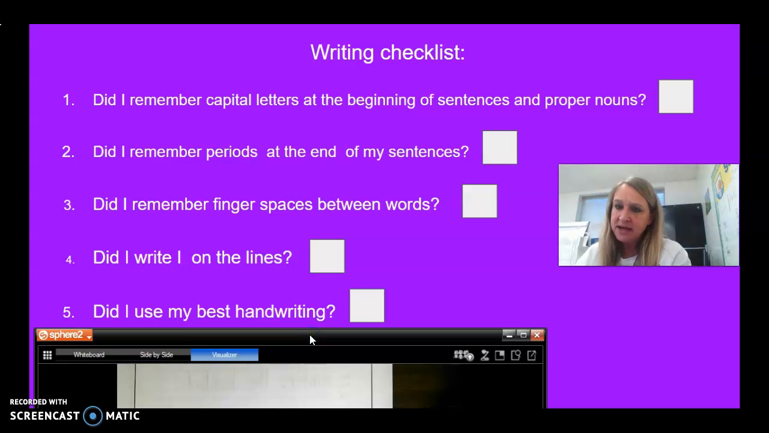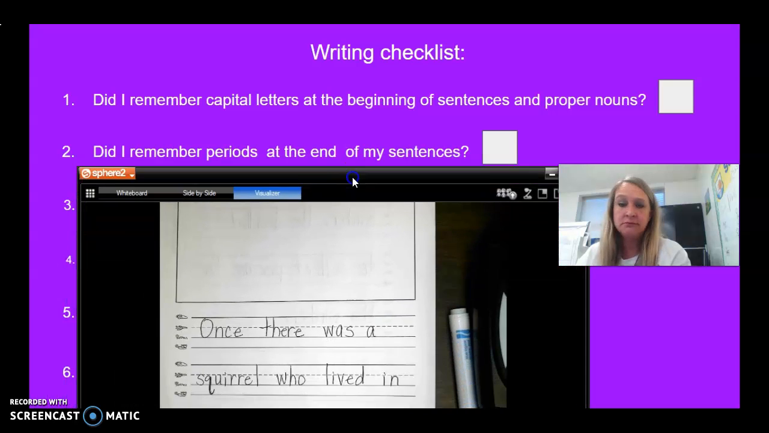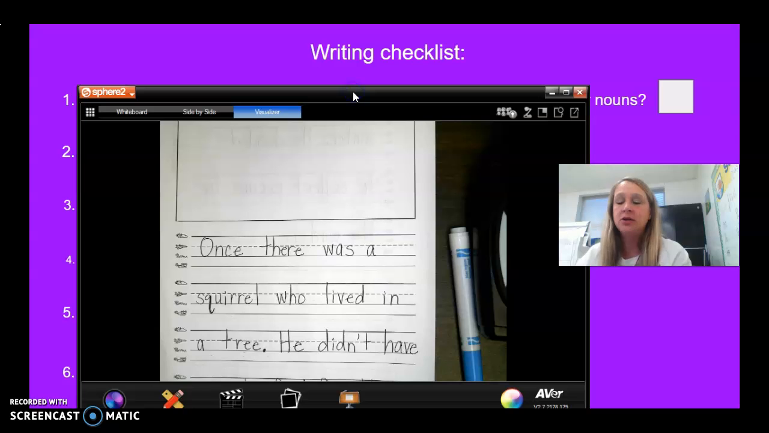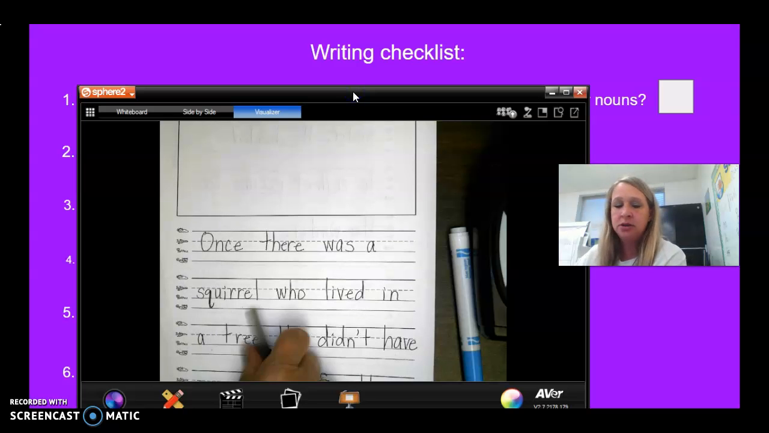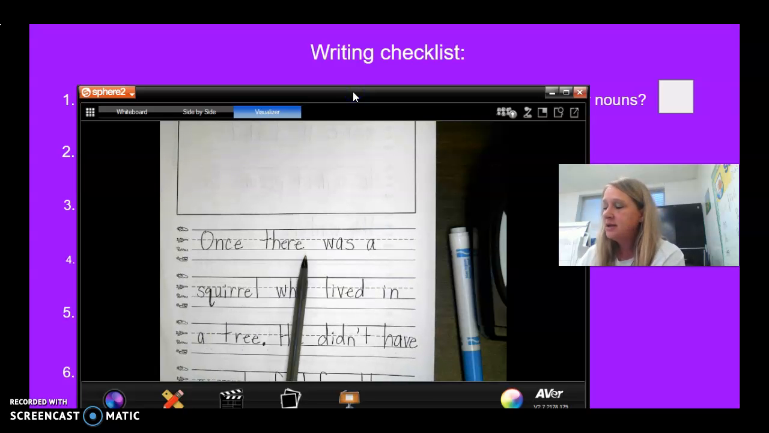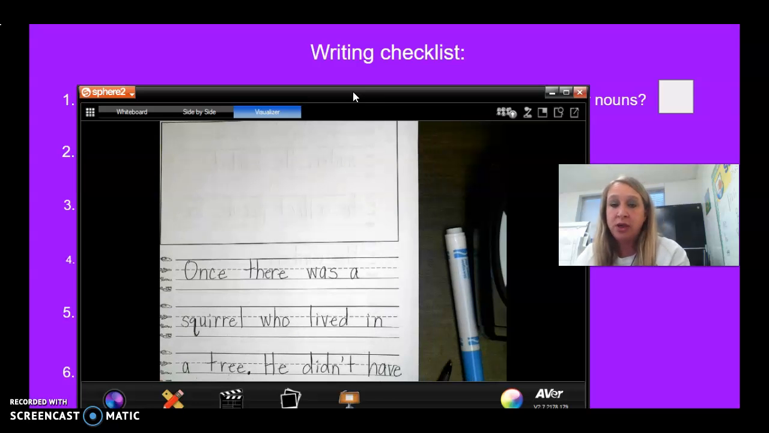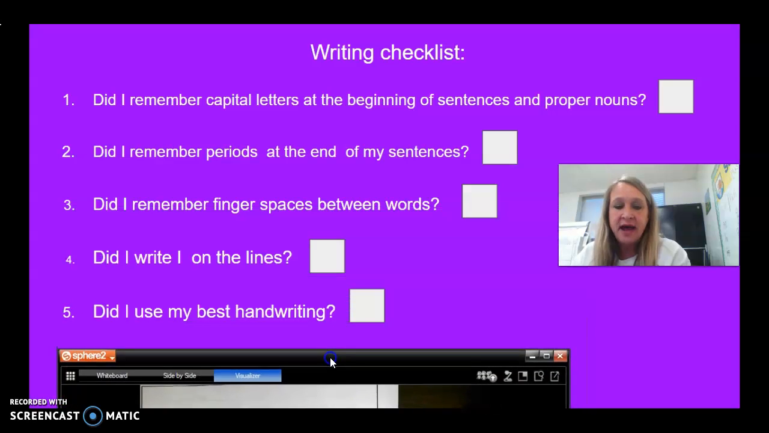Did I use my best handwriting? Does it look nice and neat and readable? Yes, it does. It needs to be nice and neat on the lines. It needs to be easy to read. That gets a check. I did use my best handwriting.